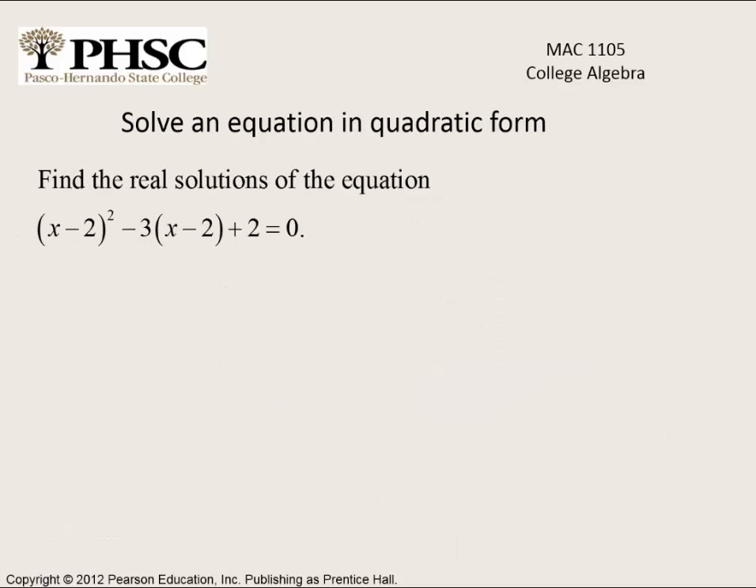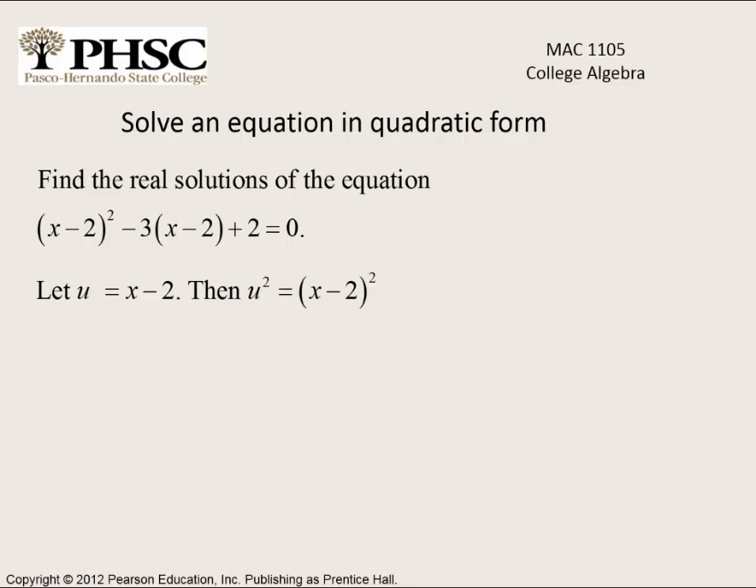All right, so here we have an equation that looks quadratic in form. We have (x - 2)² - 3(x - 2) + 2 = 0. What we're going to do is some substitution. We're going to substitute a variable for x - 2. We're going to let u = x - 2. Then u² is equal to (x - 2)².